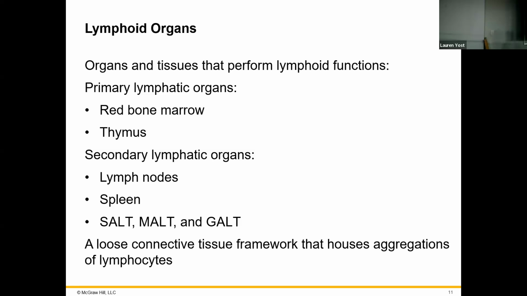Okay. Your spleen. Your spleen has the exact same function as your lymph node, but your spleen filters your blood. And it's the only organ that you have that actively filters your blood and not your lymph. So the spleen does not filter your lymph. The spleen filters your blood.